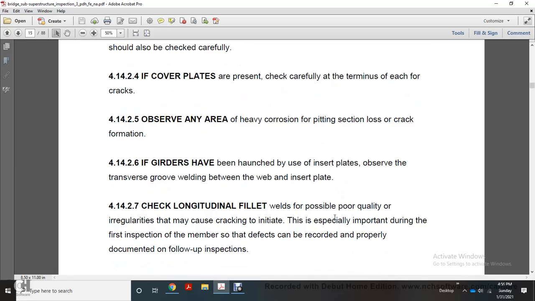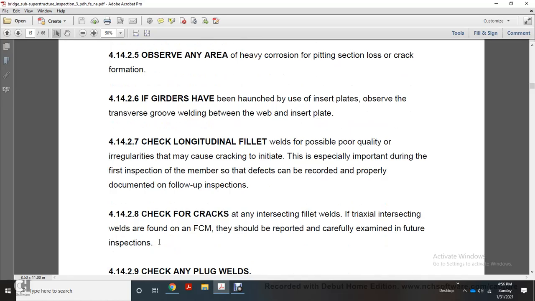Irregularities may cause cracking to initiate. This is especially important during the first inspection. Defects should be recorded and properly documented for a follow-up inspection. Check for cracks that are intersecting fillet welds. Track-side axle intersecting welds are common with a fracture critical member. They should be reported and carefully examined in future inspections.